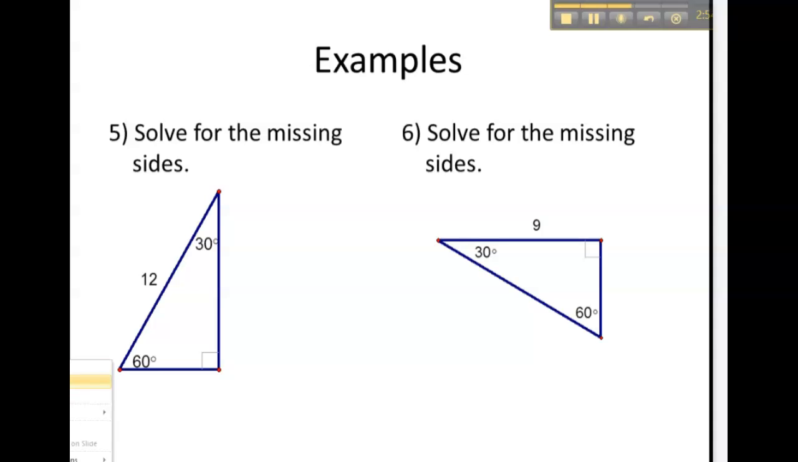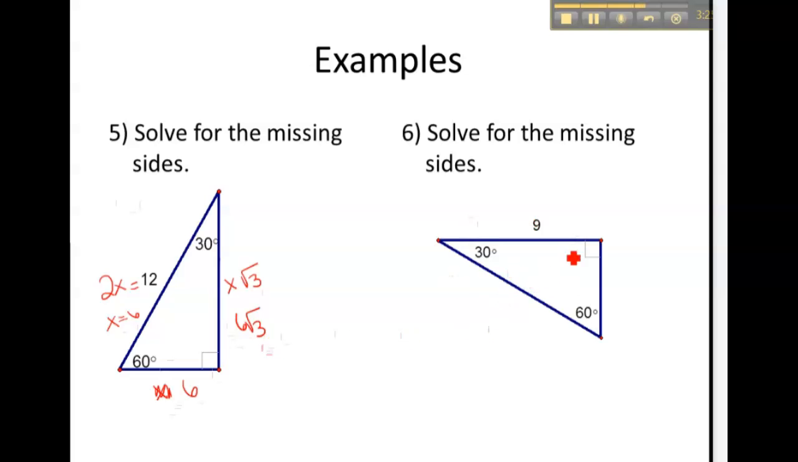All right, our 30, 60, 90, we're going to start the same way. You're going to start by putting the pattern. The short side is x. Now the short side is always going to be across from the 30. The hypotenuse is 2x. And the leg is x square roots of 3. So if I wanted to figure out what the value of x is, 2x is 12. If 2x is 12, doesn't that mean x is 6? So I know the short side is 6 and that the leg is 6 square roots of 3.